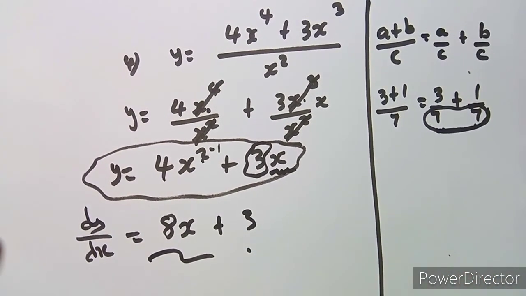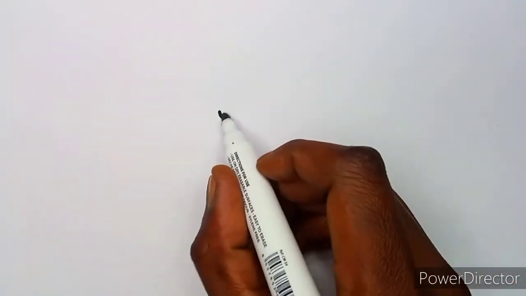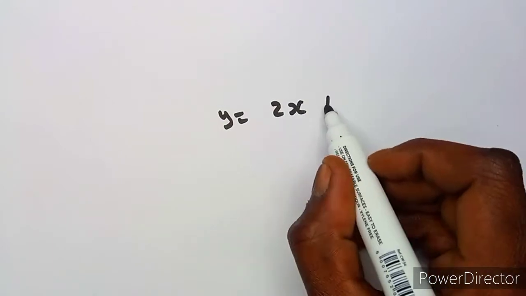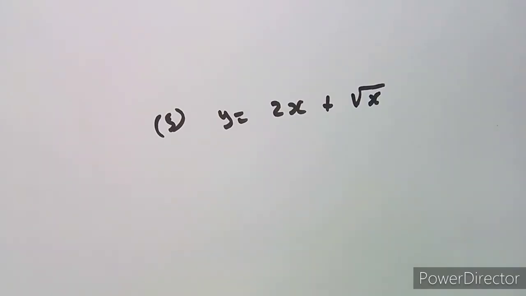So this is how they ask these questions, and you'll be like, what's happening here? There's nothing that is actually happening. It's just a normal application. So it can also be like that on number 5, where you're given 2x plus the square root of x. So from this typical question, what am I supposed to do?